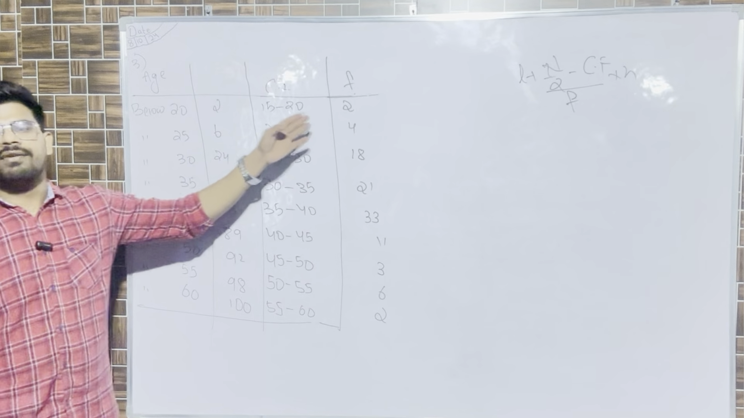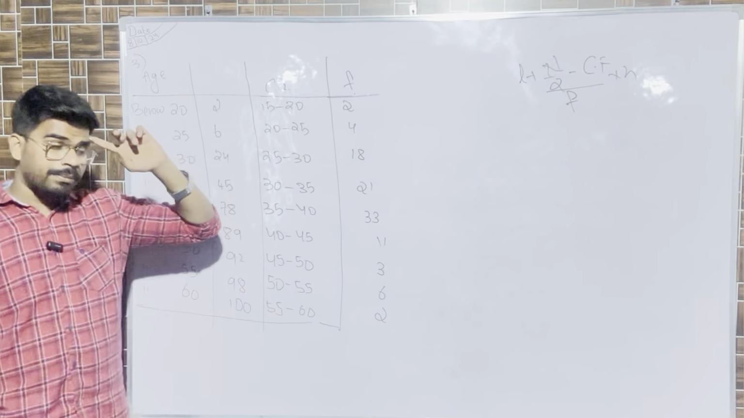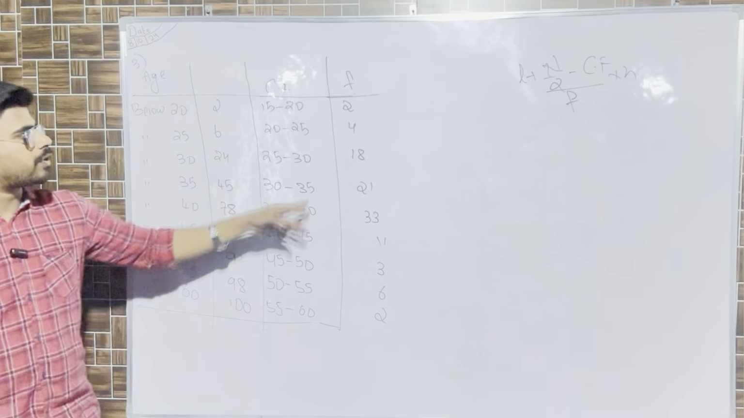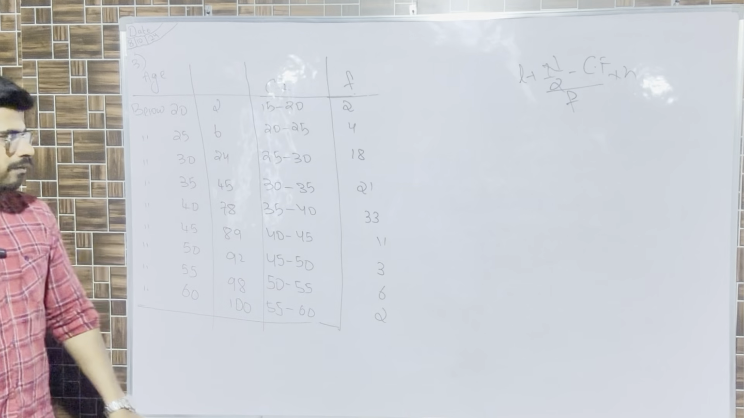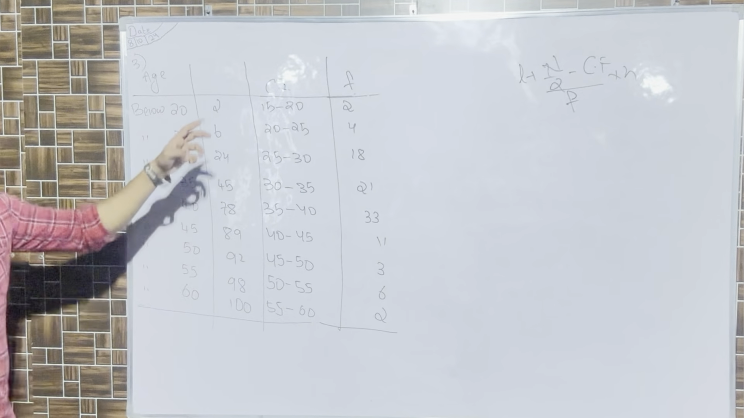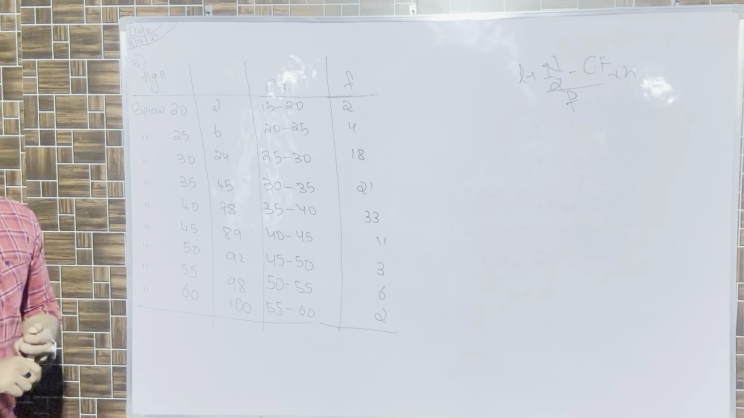If frequency is there, we will write cumulative frequency. If cumulative frequency is there, we will write frequency. But be very particular: cumulative frequency will be found from this column and frequency will be found from this column. We'll have to add all of the values and it should be equal to 100. If it is equal to 100, then we solved it correctly. If it is not, then we made some mistake.